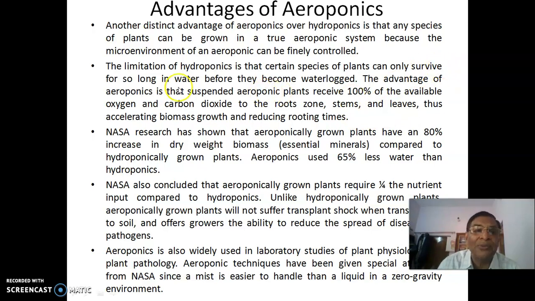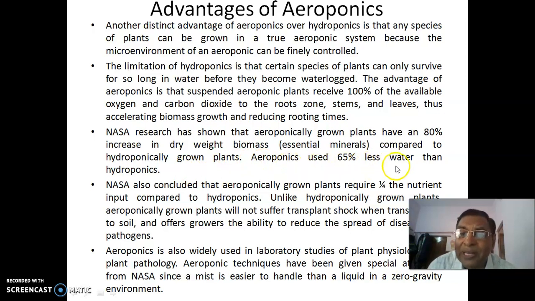The advantage of aeroponics is that suspended aeroponic plants receive 100% of the available oxygen and carbon dioxide. So you are now receiving oxygen very finely to the root zone system, and also carbon dioxide for the plant, the stems, and so there is a controlled environment. You can have very fast growth. NASA research has shown that aeroponically grown plants have an 80% increase in dry weight biomass, that is essential minerals and all, compared to hydroponically grown plants.